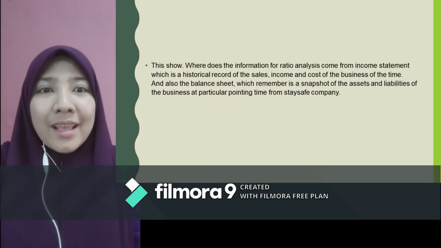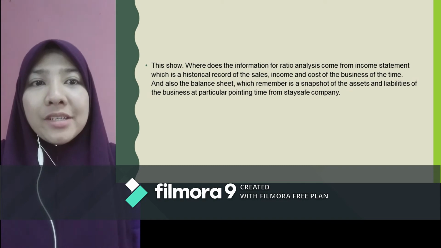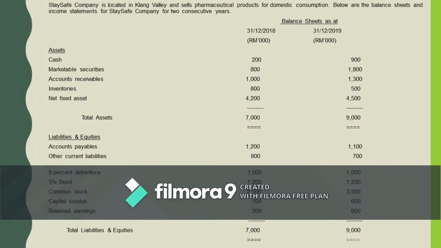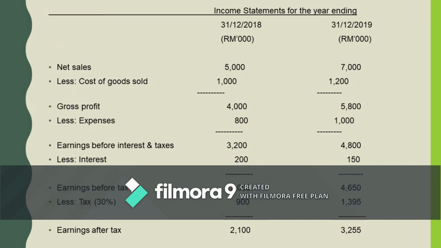This shows where the information for ratio analysis comes from: the income statement, which is a historical record of the sales, income, and cost of the business over time, and also the balance sheet, which is a snapshot of the assets and liabilities of the business at a particular point in time, from Stay Safe Company.